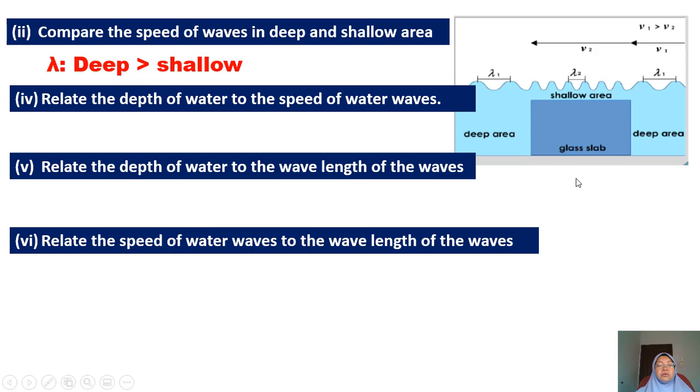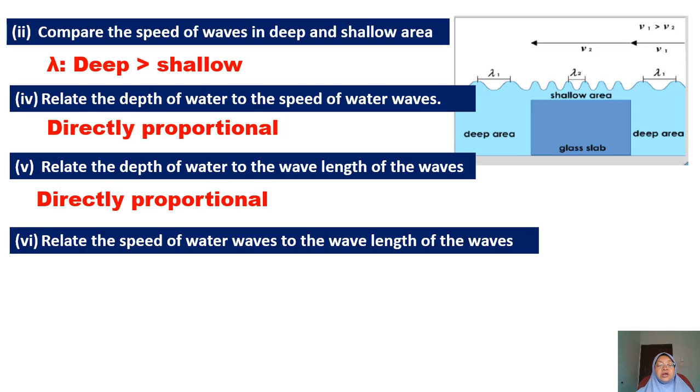Okay, relate the depth of water to the speed of water wave, so that it will be directly proportional. Relate the depth of water to the wavelength of the wave, directly proportional. Relate the speed of water wave to the wavelength of the wave, so it will become directly proportional.